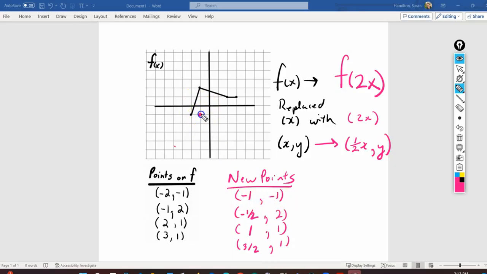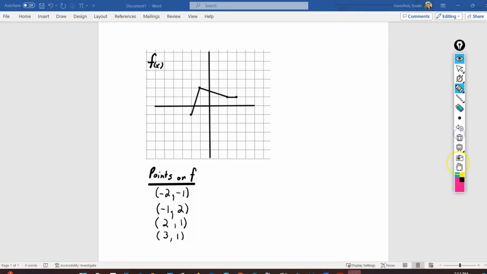So -1, -1, then -1/2, comma 2, and I'm going to connect as I go. Then 1, comma 1, which is there, and then 3/2, comma 1, or 1.5, comma 1. So what this has done is it's taken the black one and squeezed it, compressed it like an accordion. And again, what is in red is what we have there.